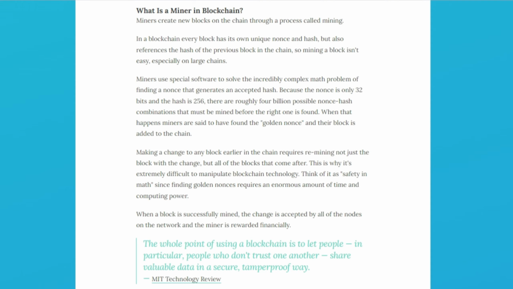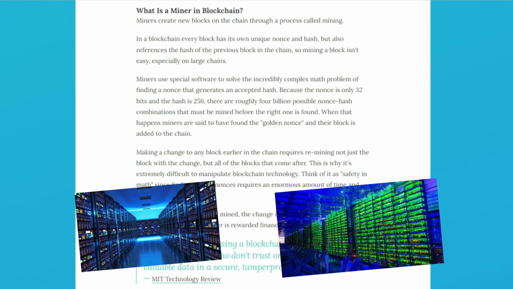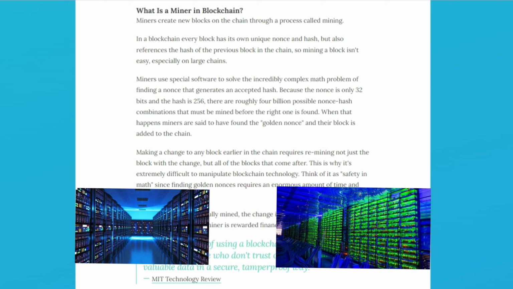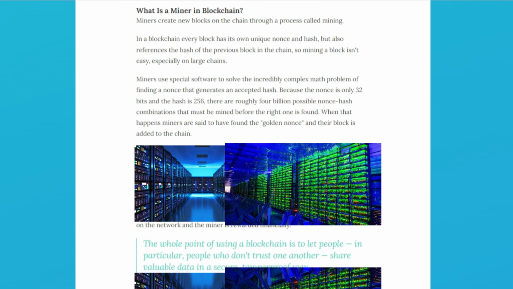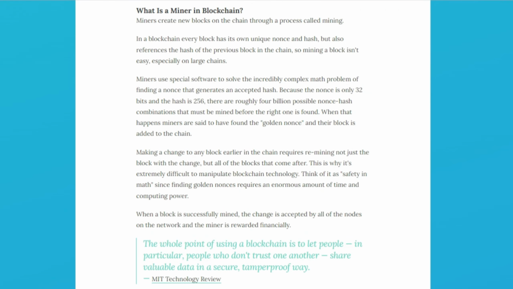Miners use special software to solve the incredibly complex math problem of finding a nonce that generates an accepted hash. Because the nonce is only 32 bits and the hash is 256, there are roughly 4 billion possible nonce hash combinations that must be mined before the right one is found. When that happens, miners are said to have found the golden nonce and their block is added to the chain.